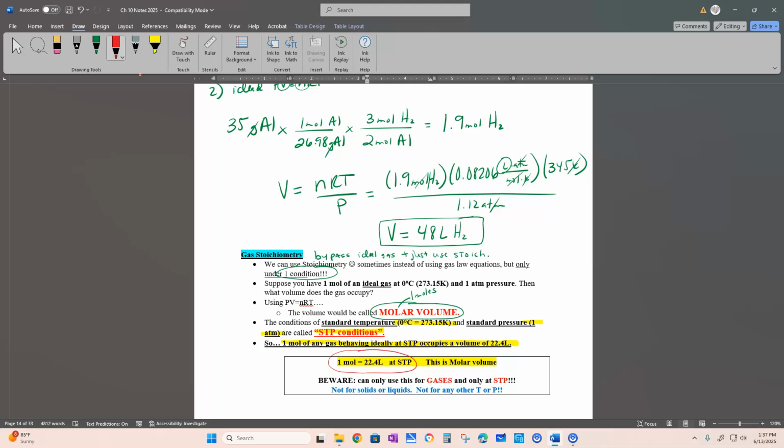And if you don't see it at first, it's okay. That just means you're doing double the work, but you're still going to get the right answer. So 1 mole equals 22.4 liters at STP, and this has a name called molar volume. You can use this for any gas, but only at STP. Not solids, not liquids, not any other temperature or pressure. Okay? So at 0 degrees Celsius, 1 atm, let me show you how to work this.